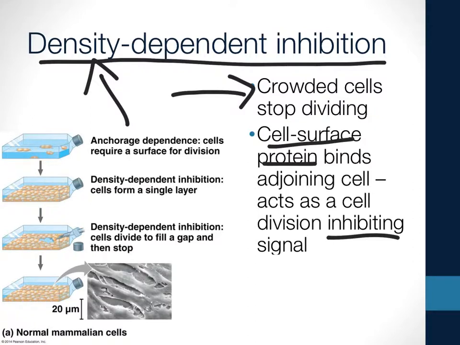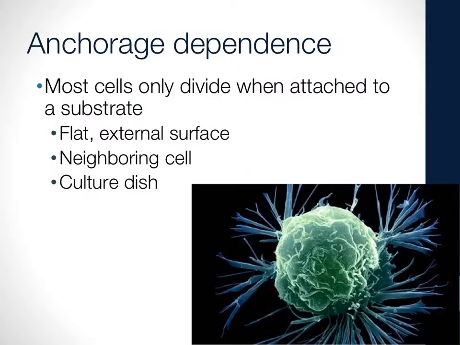Now, cancer cells do not follow density-dependent inhibition, hence the formation of tumors. So a tumor forms where cancer cells have stopped recognizing density-dependent inhibition, divide anyways, and therefore create a lump or a mass of cells, which is what a tumor is.